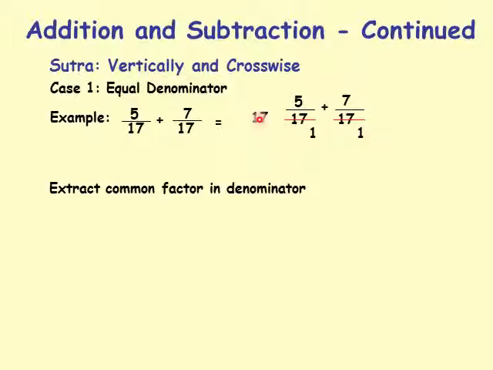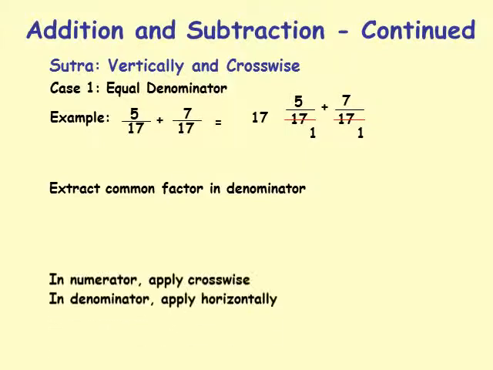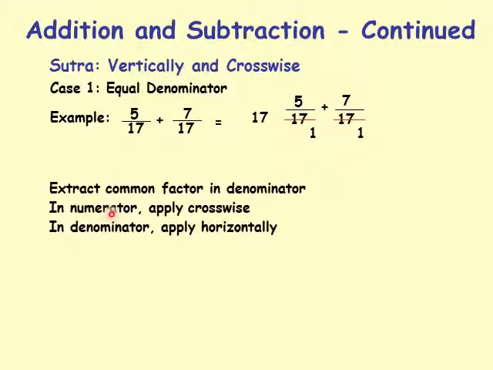and I get 1 here and 1 here. 17 is a common factor; we took it out from both the denominators. Let's continue. Now in the numerator, we apply crosswise. In the denominator, we apply horizontally. Let's see what we do here.